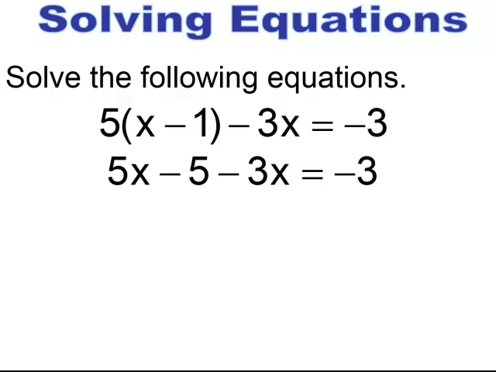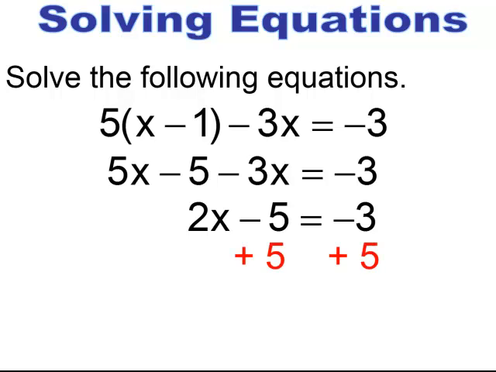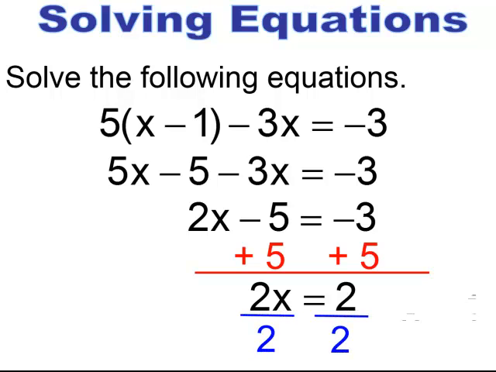I do the distributive property here, and then I'm going to combine like terms. Again, always double check your arithmetic for the distributive property. I combine like terms. I get 2x minus 5 equals a negative 3. And then I get that two-stepper. I'm adding 5, and then I'm going to divide through by 2. I get my solution, x equals 1.